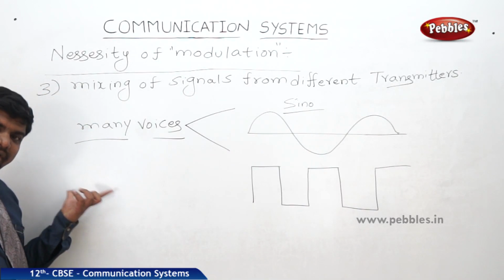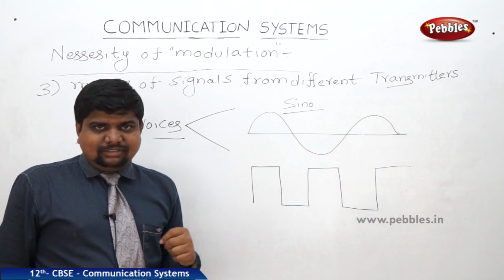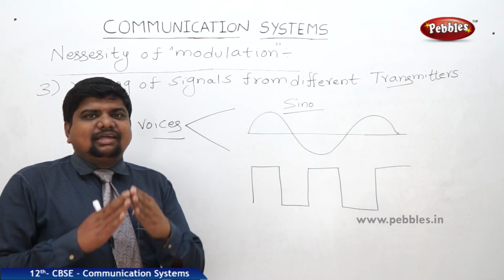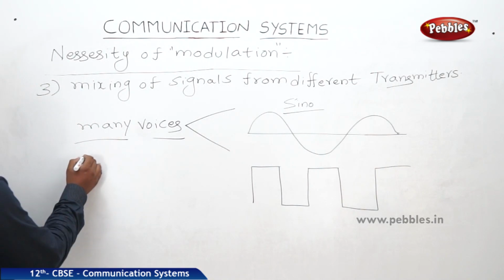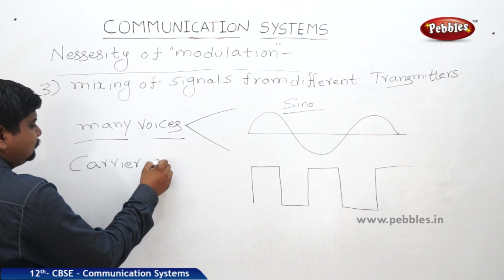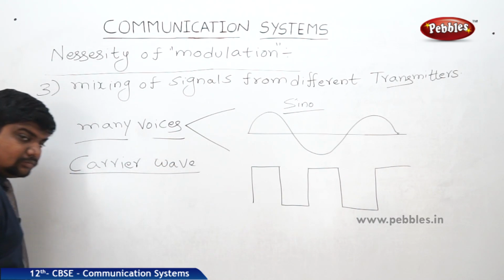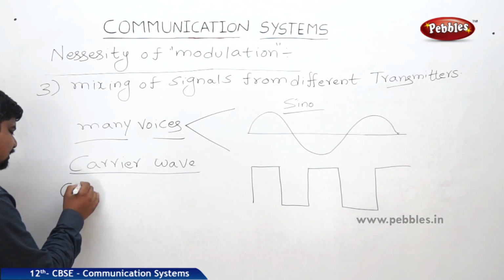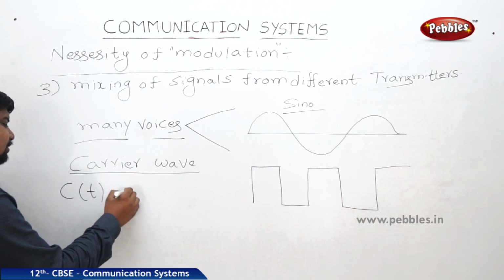We will see this modulation by taking the high frequency wave, and from there onwards we will do the modulations. That high frequency wave is called carrier wave. The strength of this carrier wave we can refer as c(t), means it is time variable.